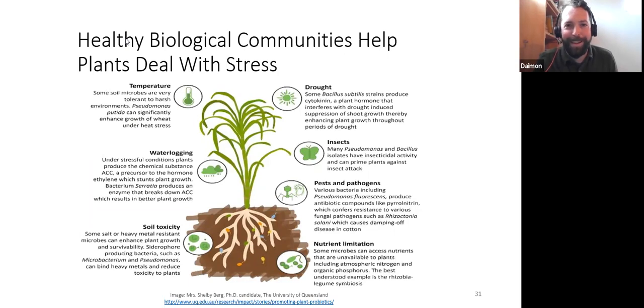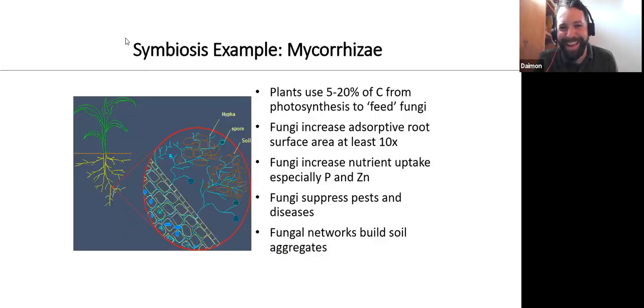Carl, if you don't mind going back one slide, thank you. So, especially in this case, phosphorus and zinc, for mycorrhizal fungi. But there are other relationships that do similar actions as well.